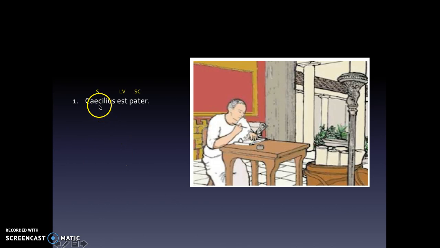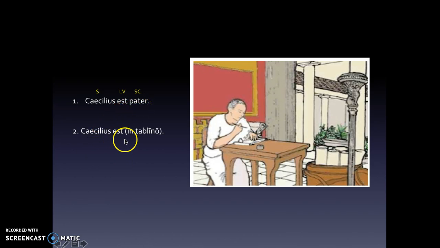Caecilius is a noun, so I'm going to mark that as the subject. Est is a linking verb, so I'm going to put LV above it. Pater is another noun, and it's on the right side of a linking verb, so it's linking these two words together. I'm going to label this as a subject complement. And it translates as Caecilius is the father.